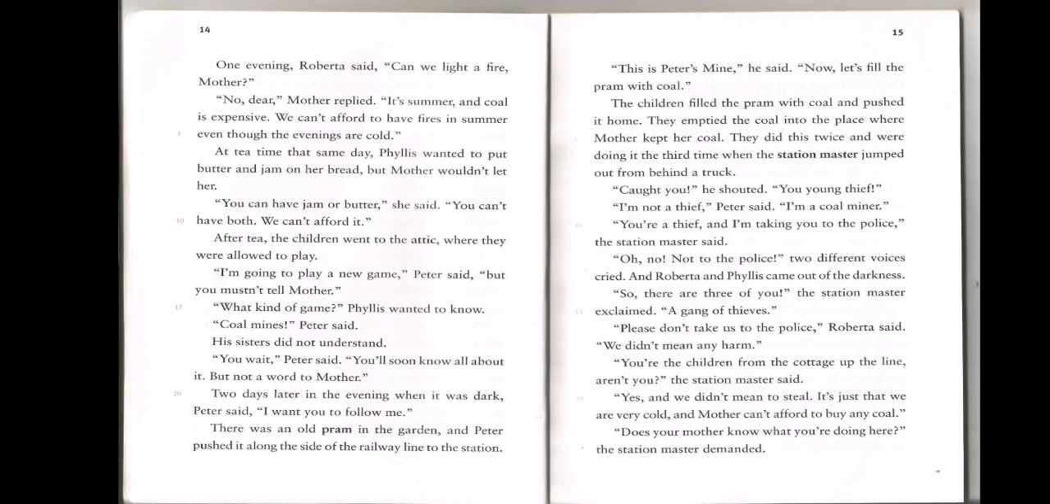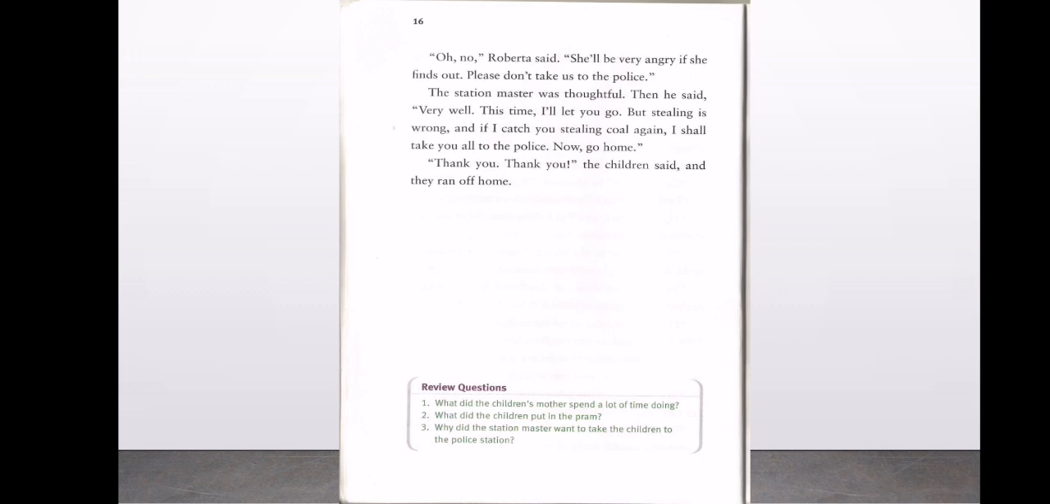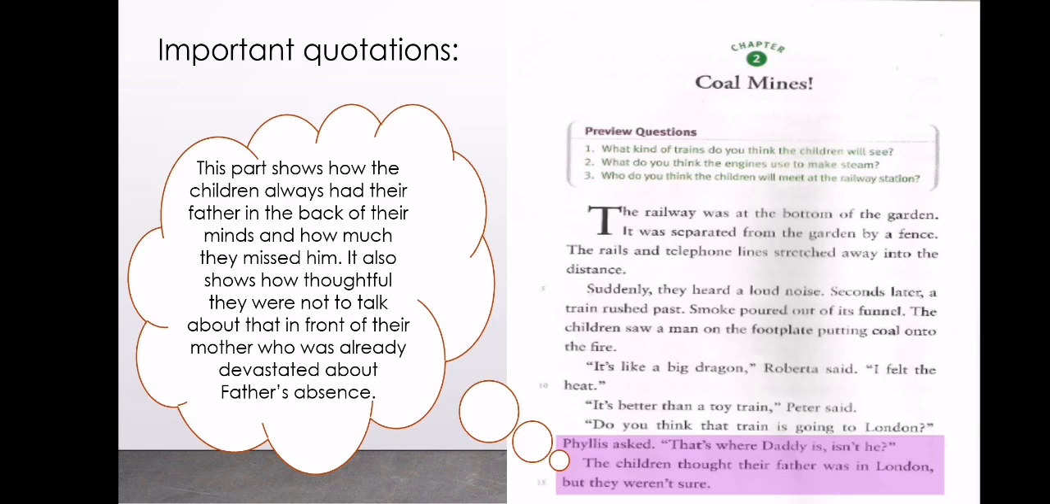After the station master caught the children, he called them thieves and he wanted to take them to the police. The children started begging and telling the station master that they were poor and they didn't have enough money to buy coal or light fires and that they were cold. The station master was thoughtful and he let the children go with a warning, telling them to never steal again. The children thanked him very much and ran back home. That would be the end of our chapter, and now we're going to move on to the most important quotes.